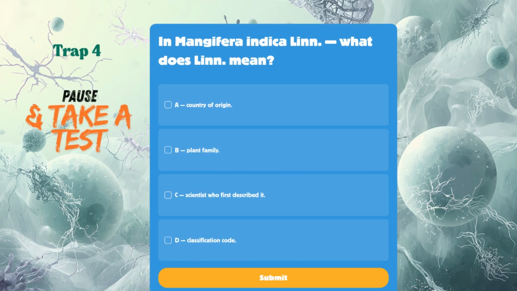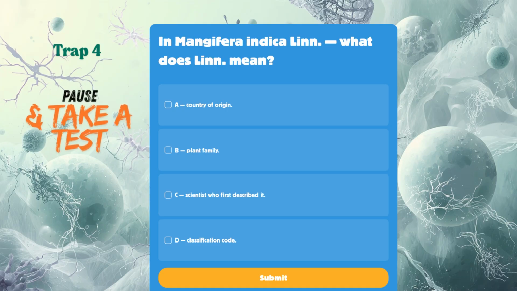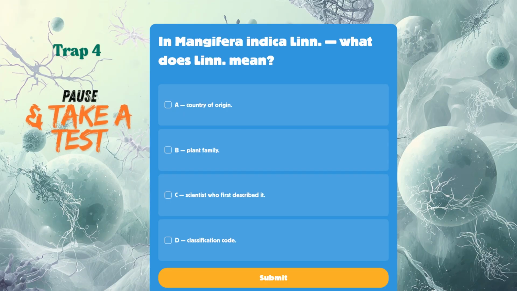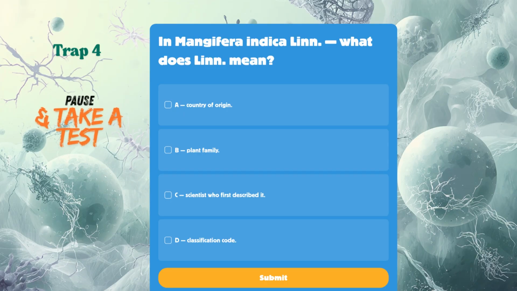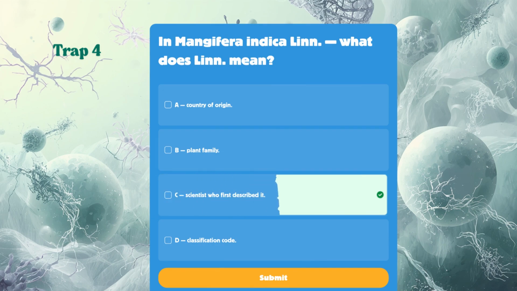Trap 4. In Mangifera indica Lin, what does Lin mean? A. Country of origin. B. Plant family. C. Scientist who first described it. D. Classification code. The answer is C. Lin stands for Linnaeus, the scientist who first formally described and named this species.